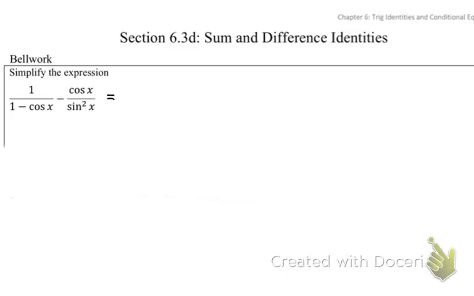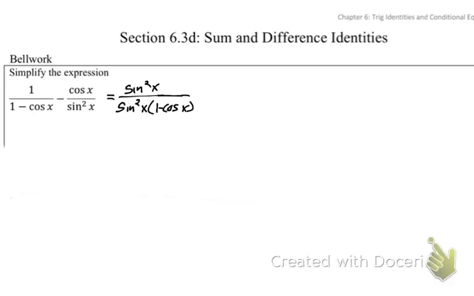So the first thing I'm going to do is take sine squared x and multiply it by the other fraction. So sine squared x times 1 would just be sine squared x over sine squared x times 1 minus cosine x. I'm not going to distribute until I know I have to, so I'm going to leave it as sine squared x times 1 minus cosine of x.